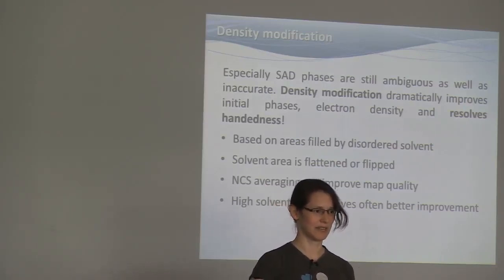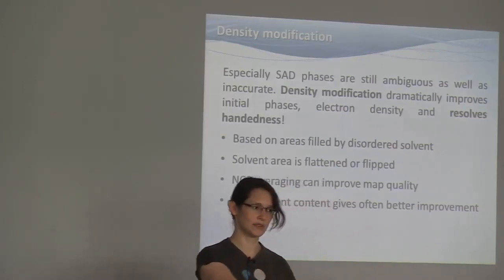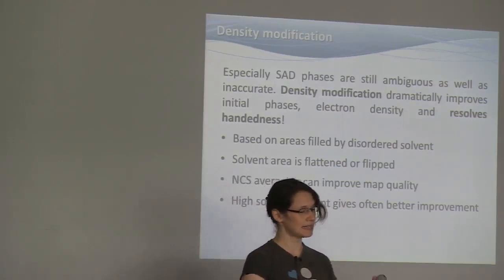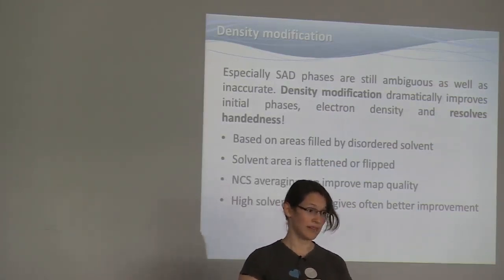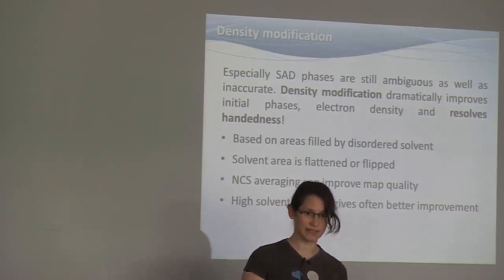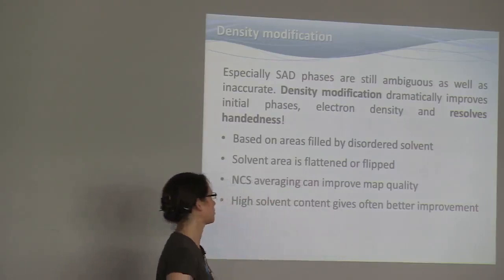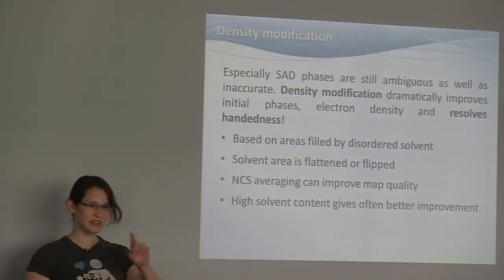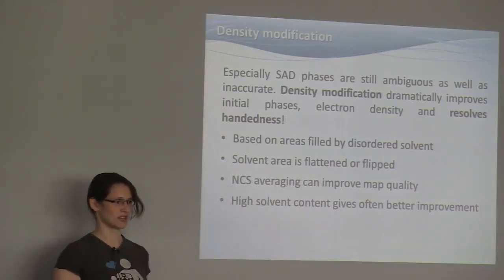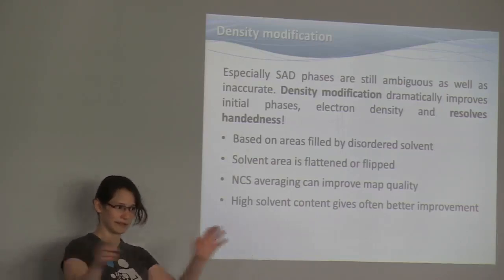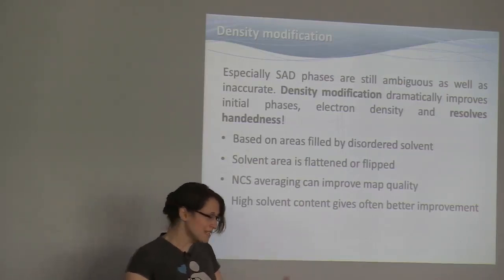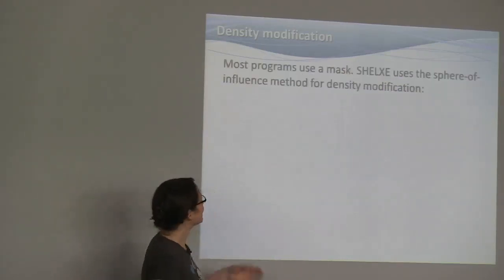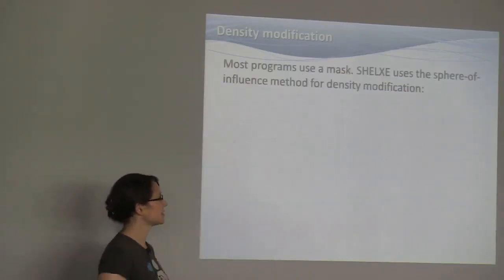It's actually not, but it's almost flat. We settle for that. So the electron density of the disordered solvent area and the electron density of the ordered macromolecule are physiologically different, and we can exploit this, and we do so in density modification. But first, we need to identify what is actually in the new electron density map we've just calculated from the newly gained phases. What is actually the solvent region? And most programs use a mask.